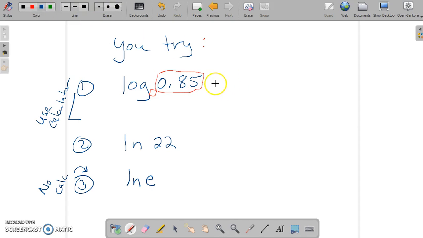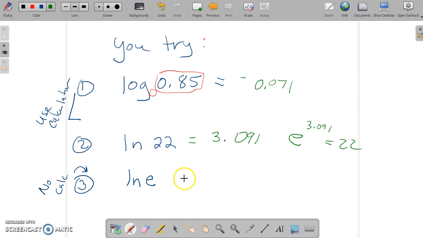Okay, so this one, if you plug this in your calculator, you should have gotten negative 0.071. And for this one, you would have gotten 3.091, and what that means is that e to the 3.091 power equals 22. Okay?